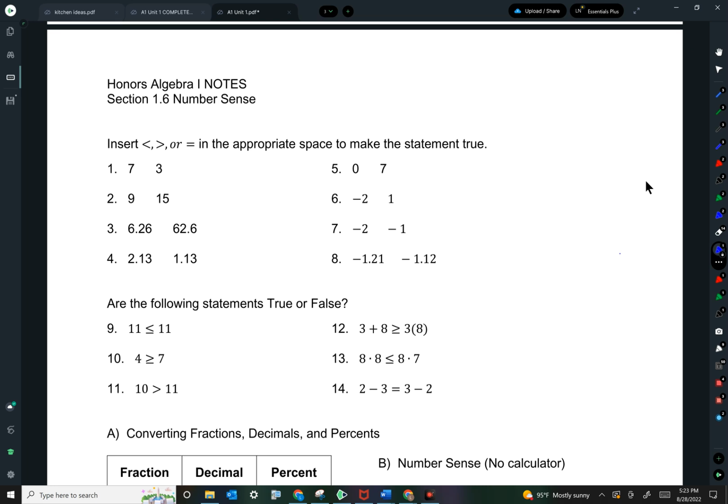So notice the directions. It says insert one of these symbols. So notice this first one. This first one is a less than. First one here is a less than. There we go, right? The second one is a greater than symbol. And then we have our equal symbol.